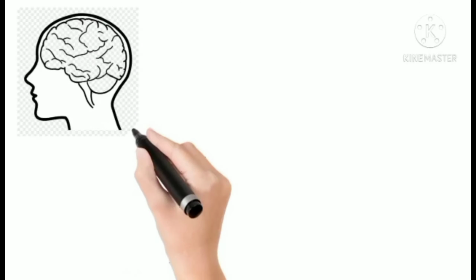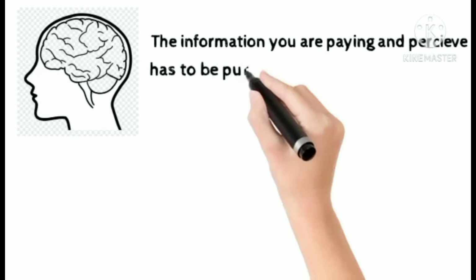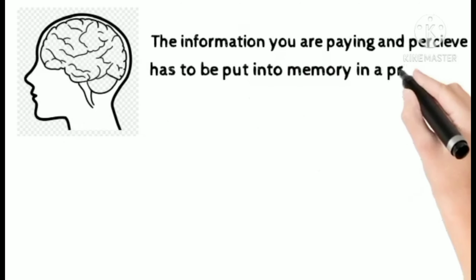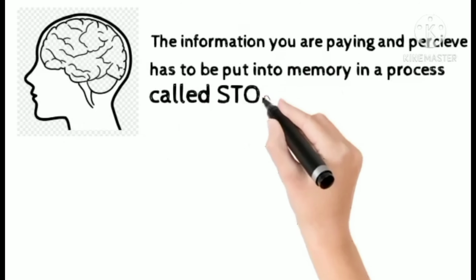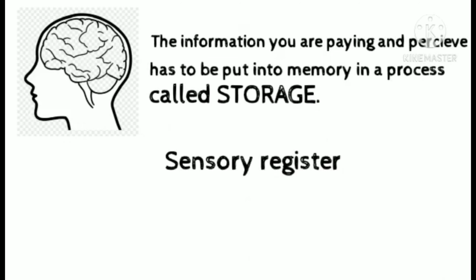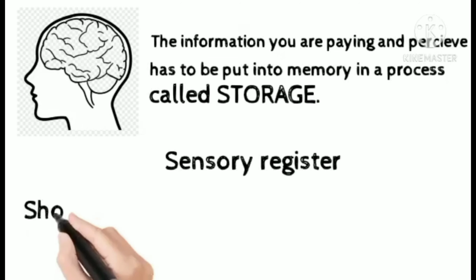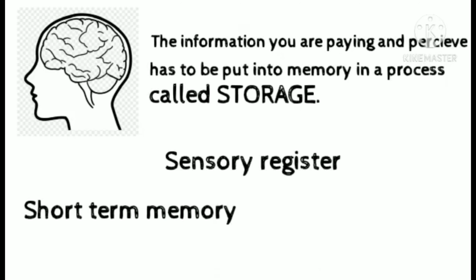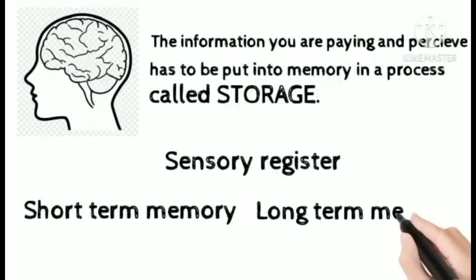Next, the information that you are paying attention to and receive has to be put into memory in a process called storage. There are 3 levels of memory. First, sensory register, then short-term memory, and lastly, long-term memory.